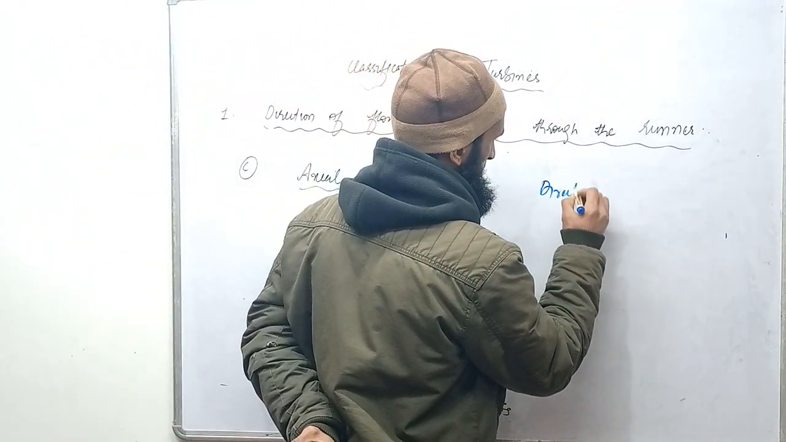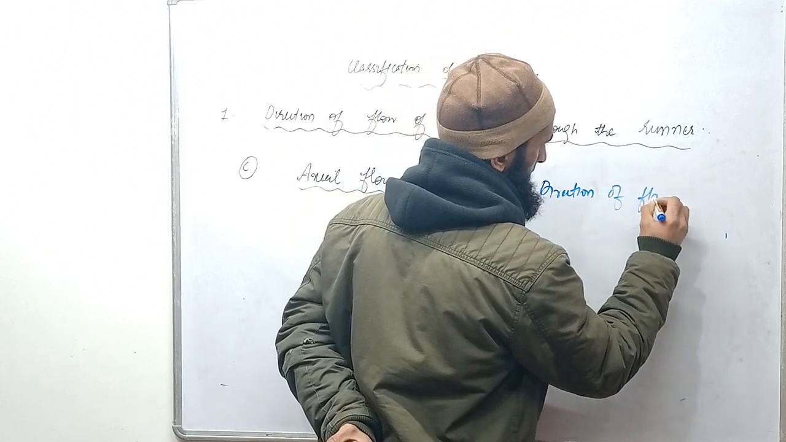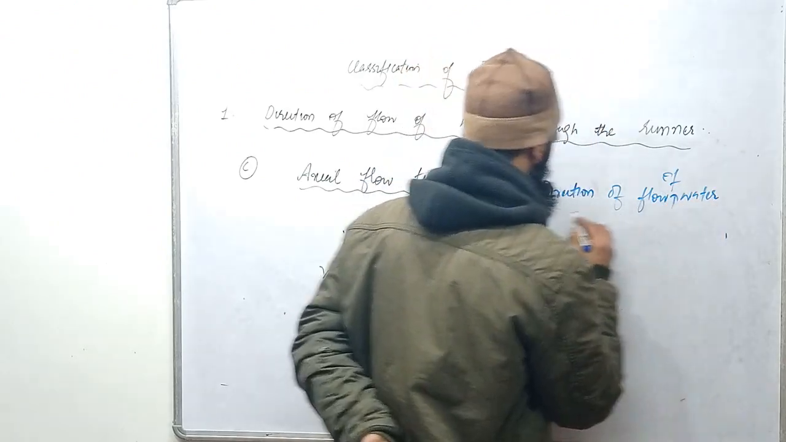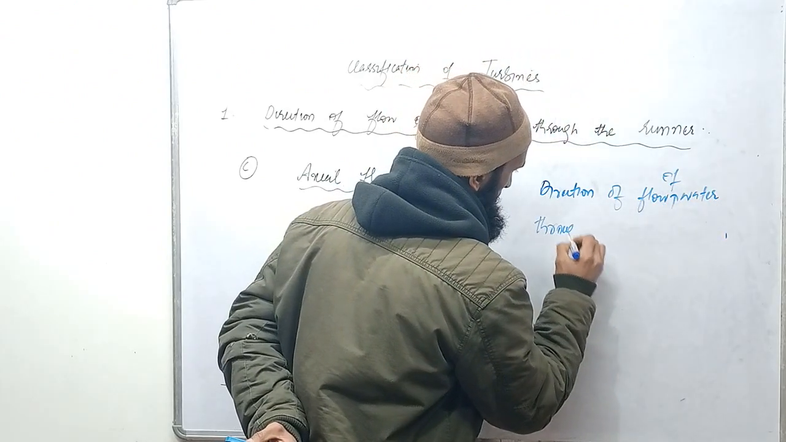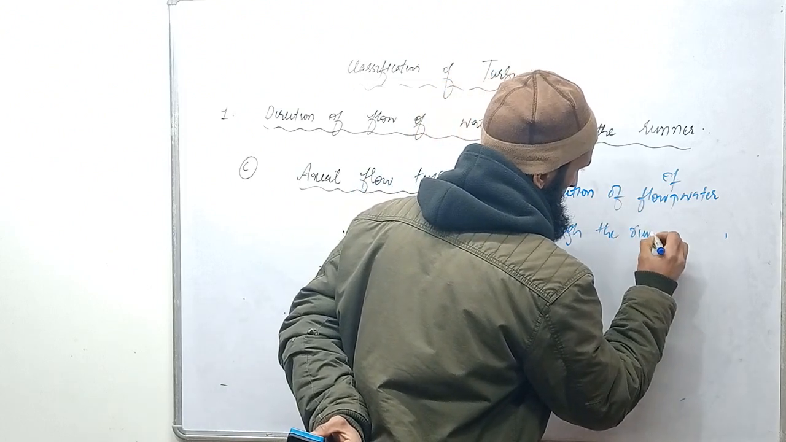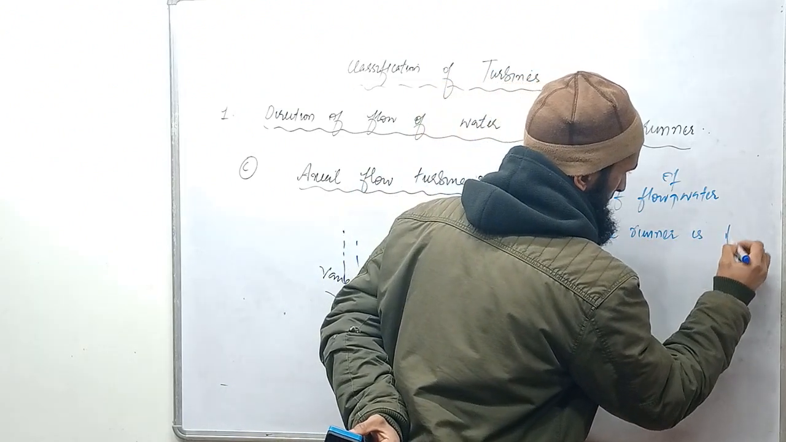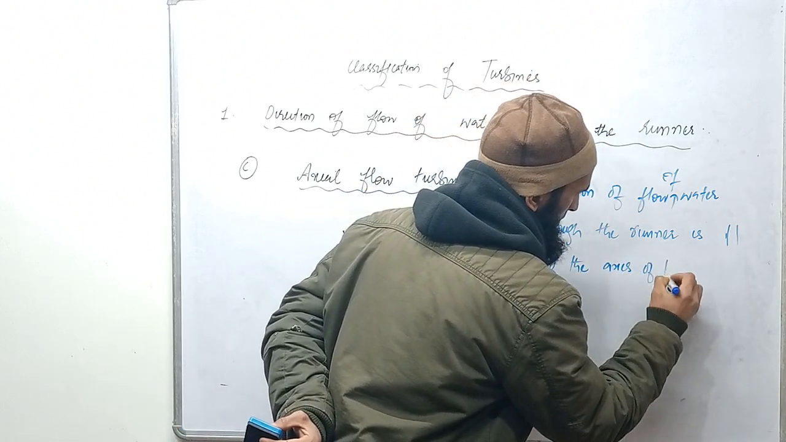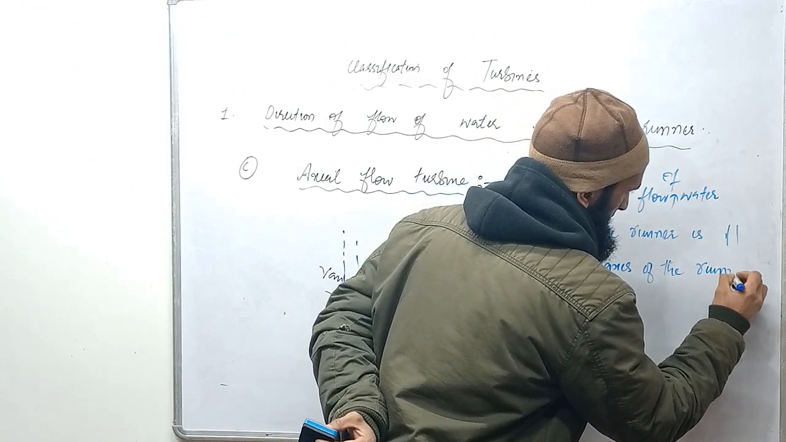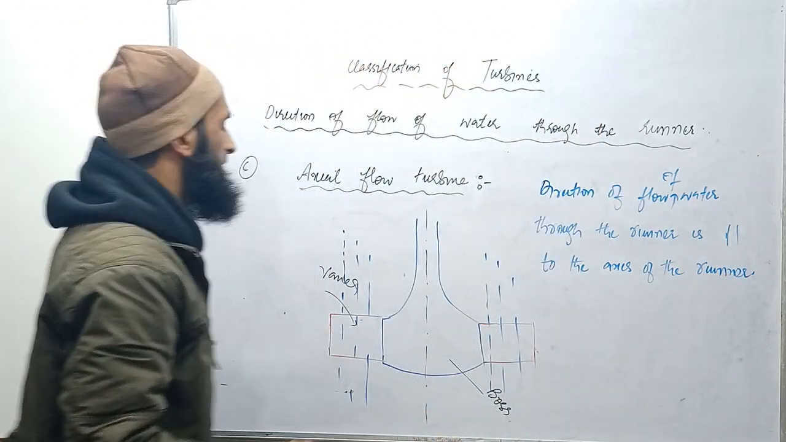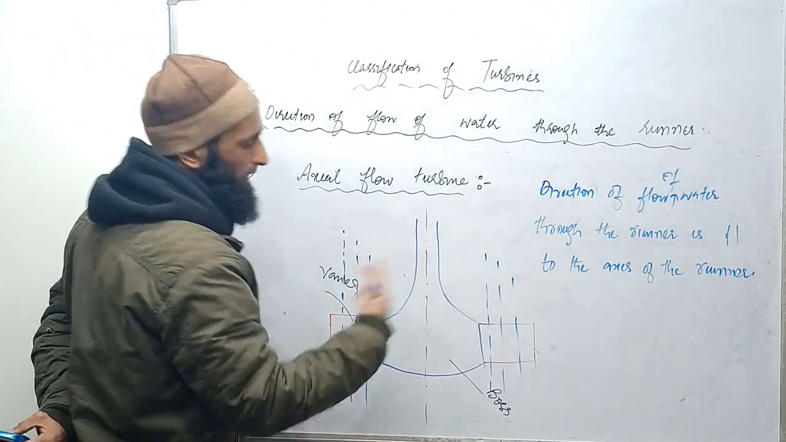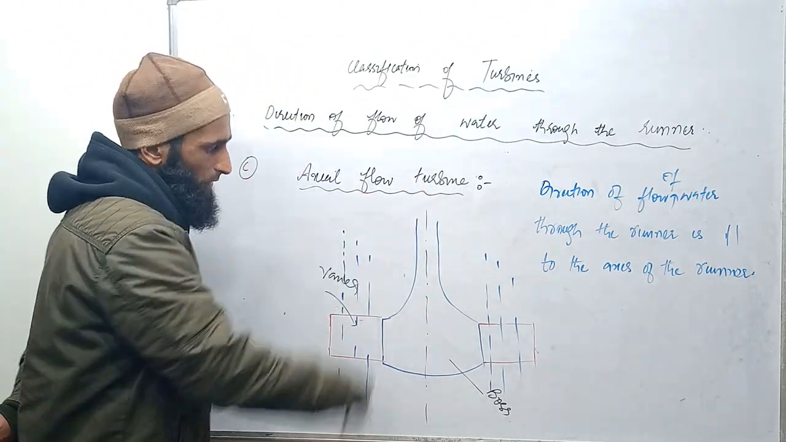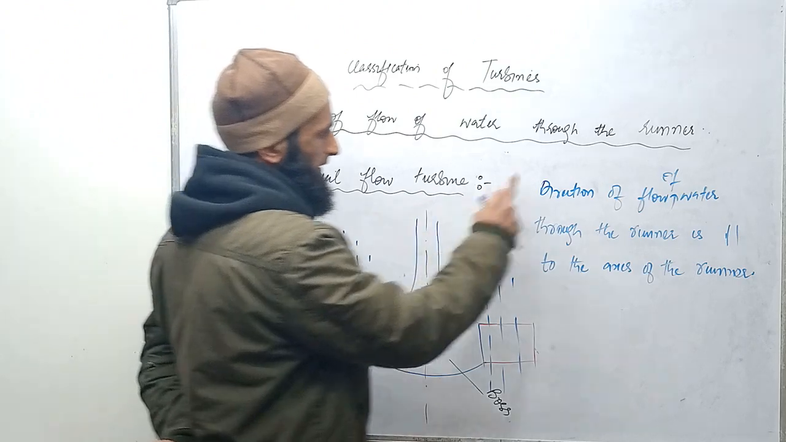That is, the direction of flow of water through the runner is parallel to the axis of the runner. These are runner blades. This whole part is a runner. So in this case, water flows parallel to the axis of the turbine. Therefore, this is known as an axial flow turbine.